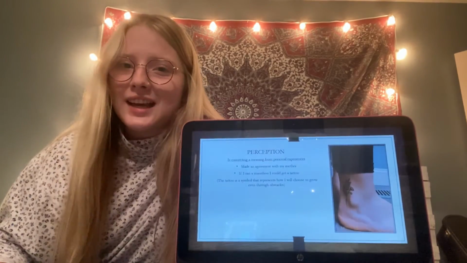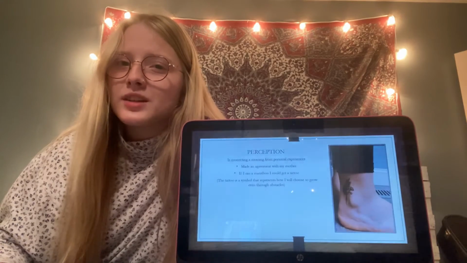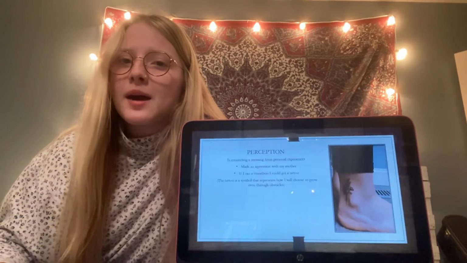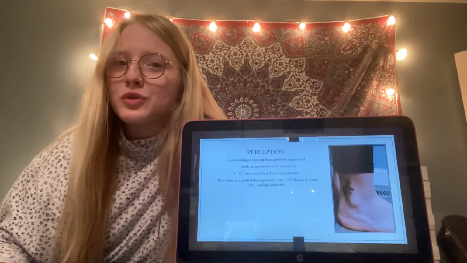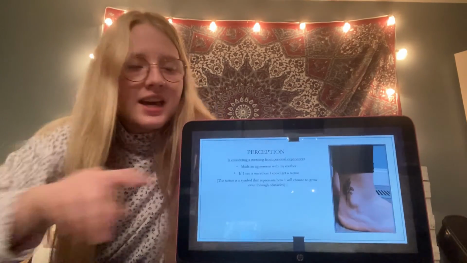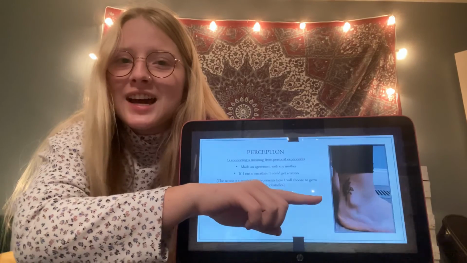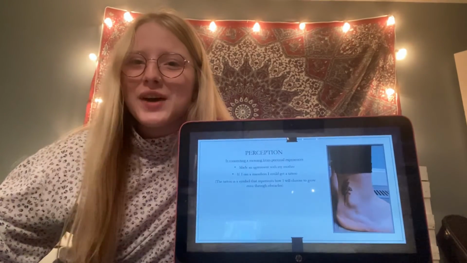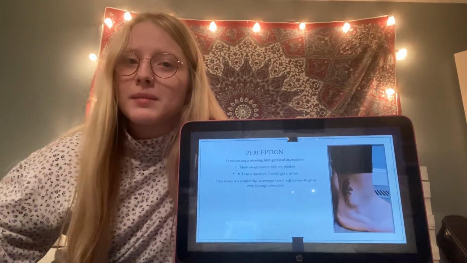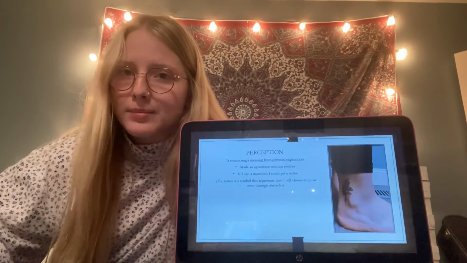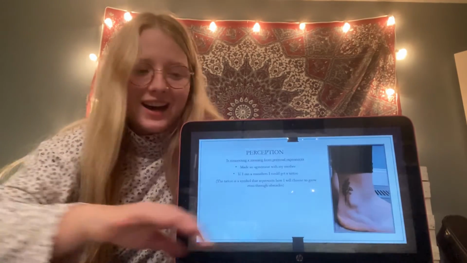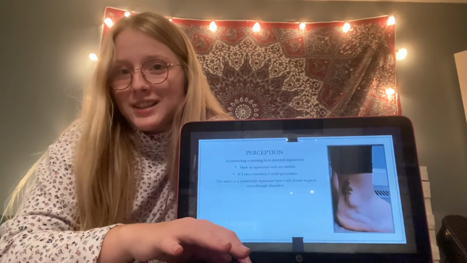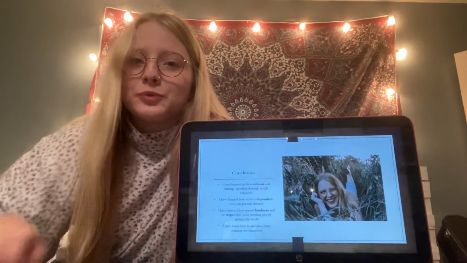The next slide is perception, and perception is when you connect a powerful meaning to something that you experienced. This is a tattoo that I did. It's on my ankle, and it's from my marathon. The meaning behind it is that I grow through obstacles, and I love it because I drew it myself. So that's meaning behind it too.